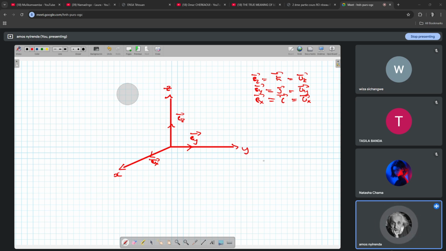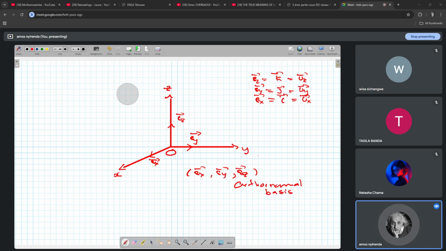Now, this is what is known as an orthonormal basis. Let this all be my origin, like so. So the vectors EX, EY, and EZ form what is known as an orthonormal basis. So what does orthonormal mean?